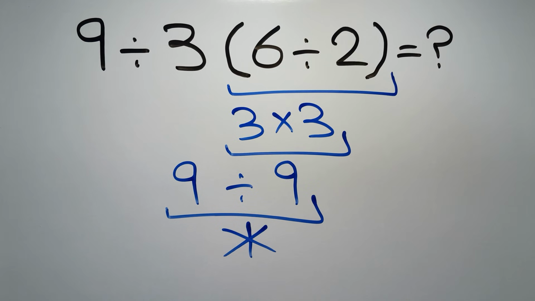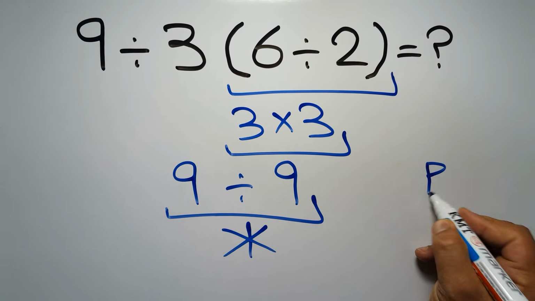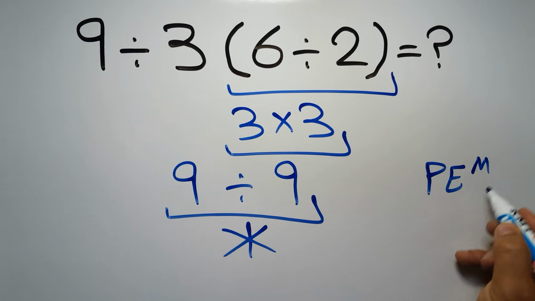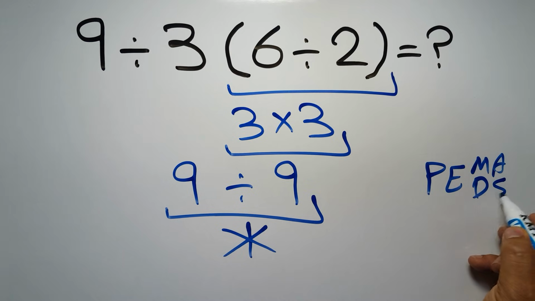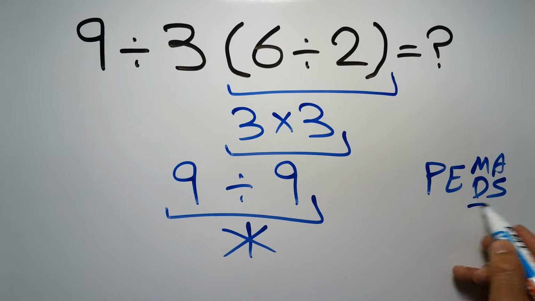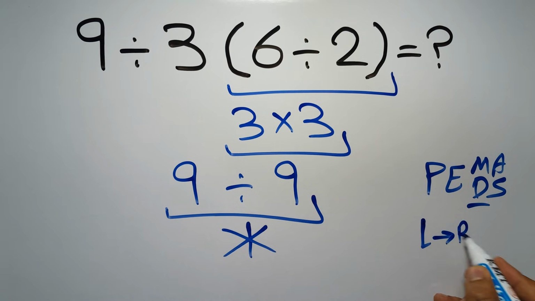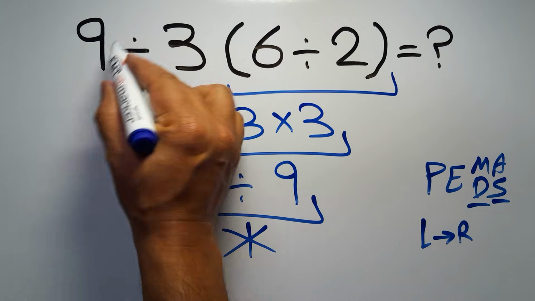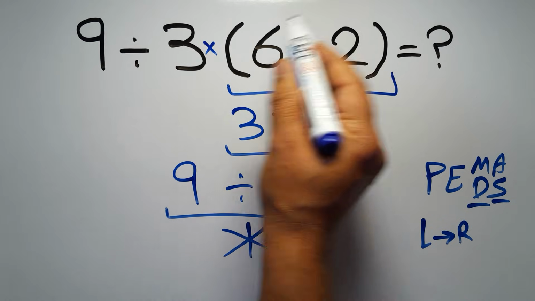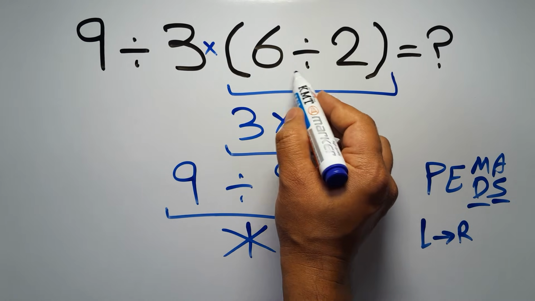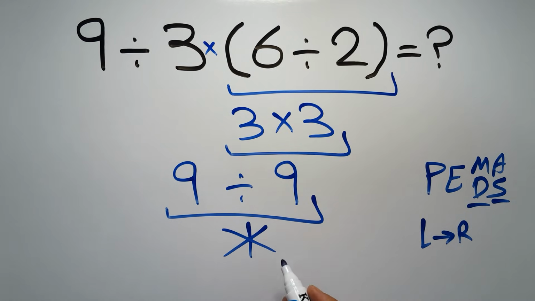Because according to the order of operations, first we have to do parentheses, then exponents, then multiplication or division, and finally addition or subtraction. Remember that multiplication and division have equal priority and we have to work from left to right. And the same applies to addition and subtraction. In this expression, we have one division, one multiplication, and one parenthesis. Inside this parenthesis, we have one division.